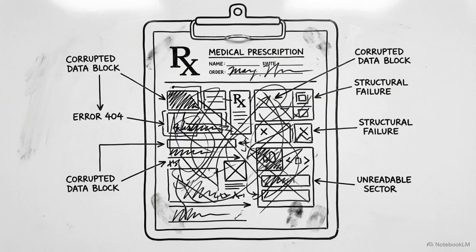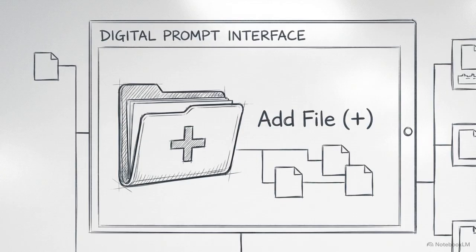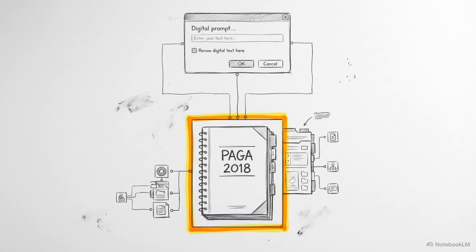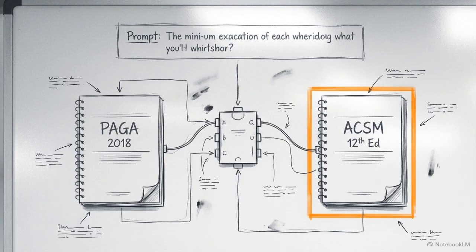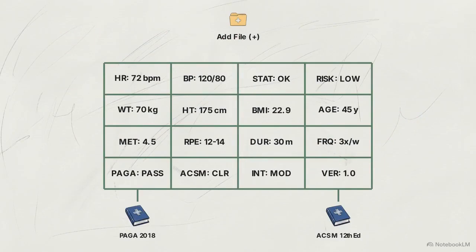memorization. Large language models are prone to instructional drift and generating hallucinations within complex exercise prescriptions. To counter this, we enforce strict tethering mechanics. Every response must be anchored via the Add File Plus protocol. This tethers the system directly to the PAGA 20, the Physical Activity Guidelines for Americans 2nd edition, and the ACSM, the American College of Sports Medicine 12th edition guidelines. Grounding the system converts it from a volatile text generator into a bounded, verifiable clinical tool.